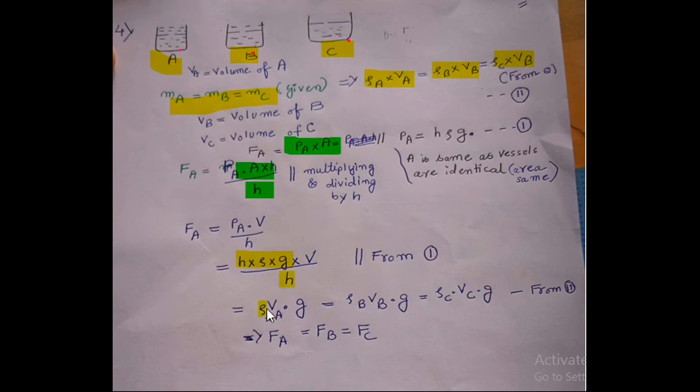Now what we have? Rho A times VA times G. And what is rho A VA? It's rho B VB, and it is equal to rho C VC from this equation. So what we have at the end? FA equal to FB equal to FC. So the correct option will be Option D.